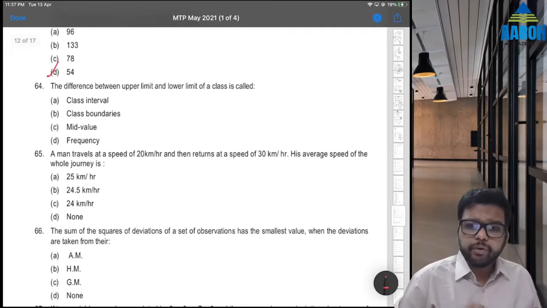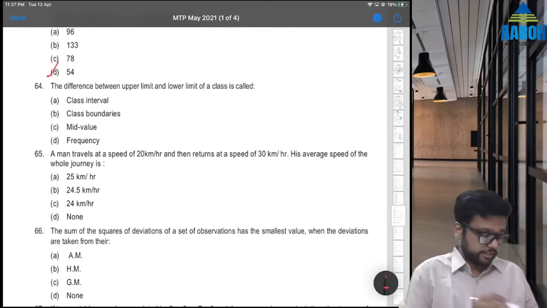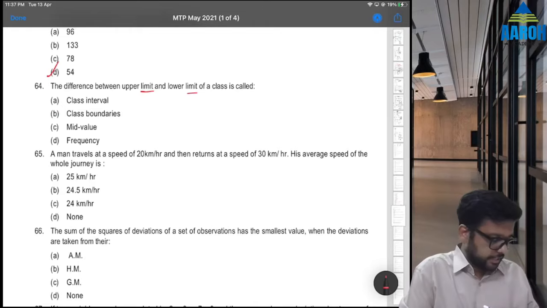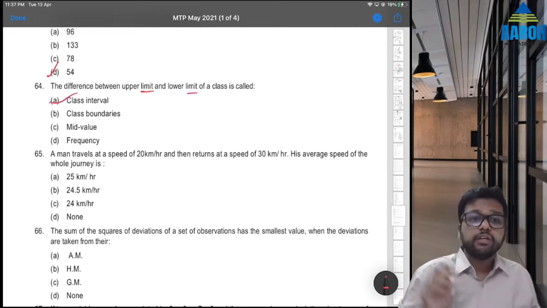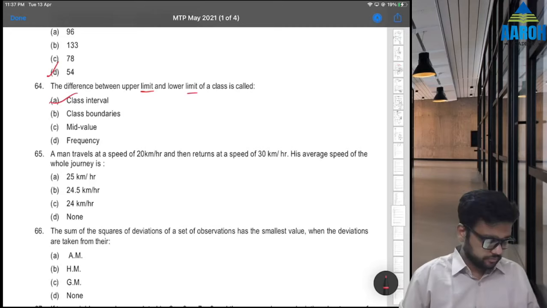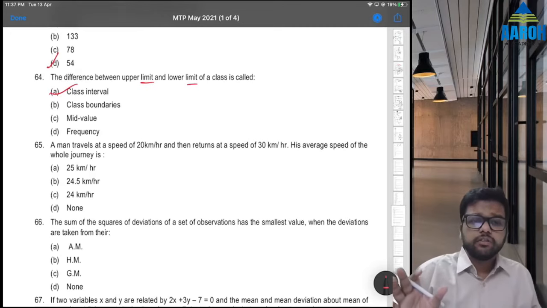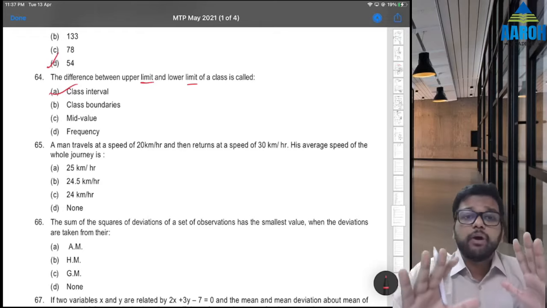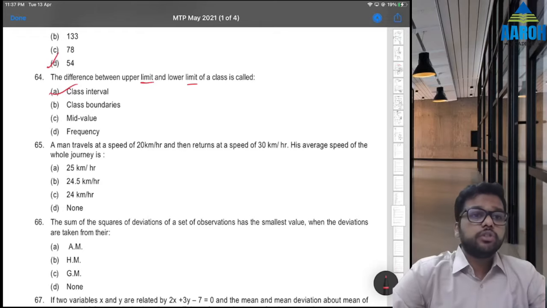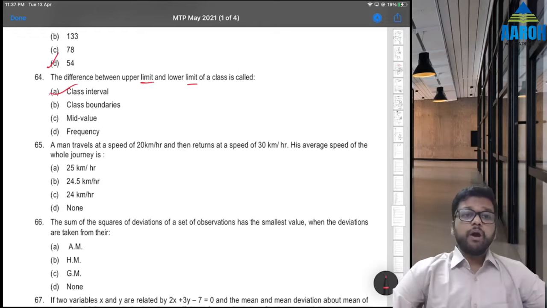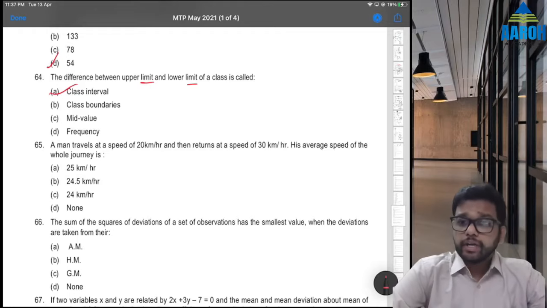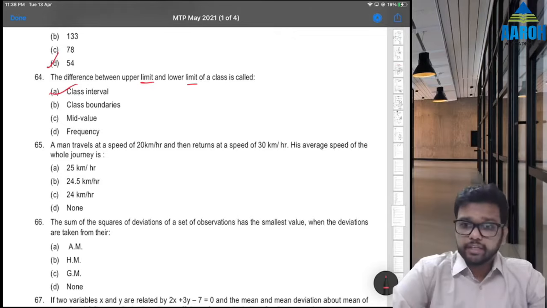Next, the difference between upper limit and lower limit of a class. The difference of upper limit and lower limit is the class interval, not the class boundary. Class boundary is what? For the difference of class boundaries, limits are not continuous. I mean limits may or may not be continuous, whereas a boundary is always continuous. So the difference between class boundaries is called class length. The difference between class limits is not necessarily the width or length of that class.